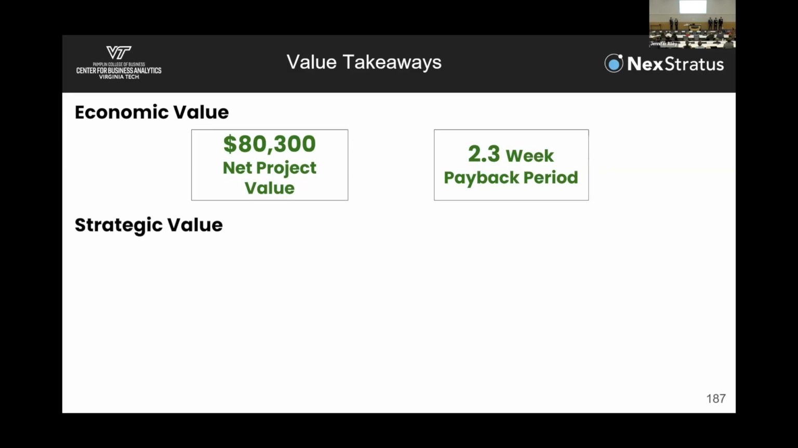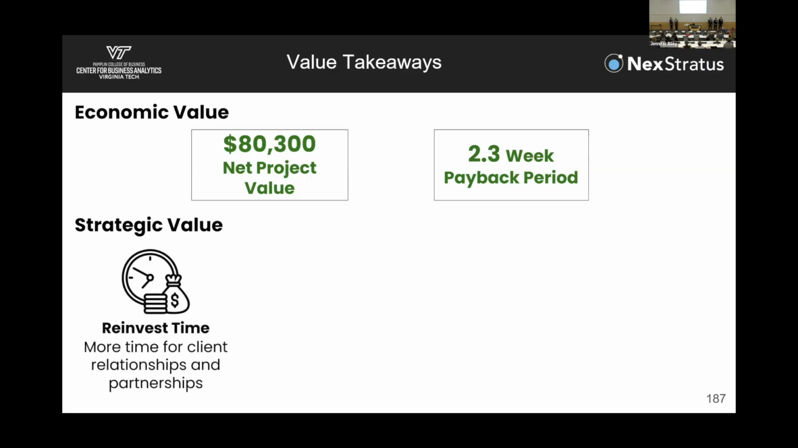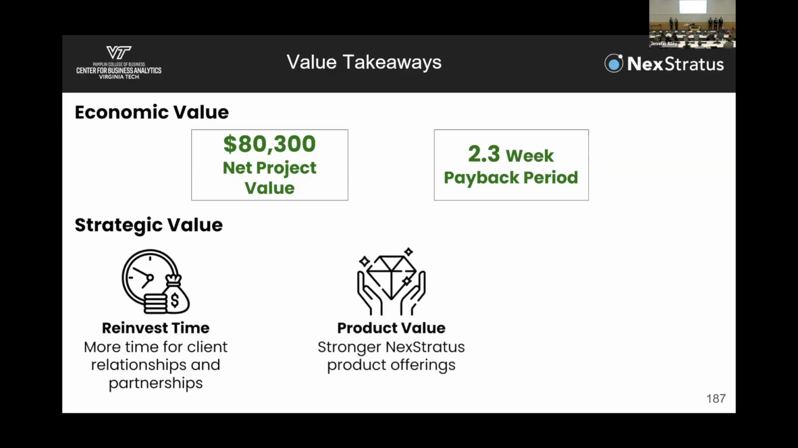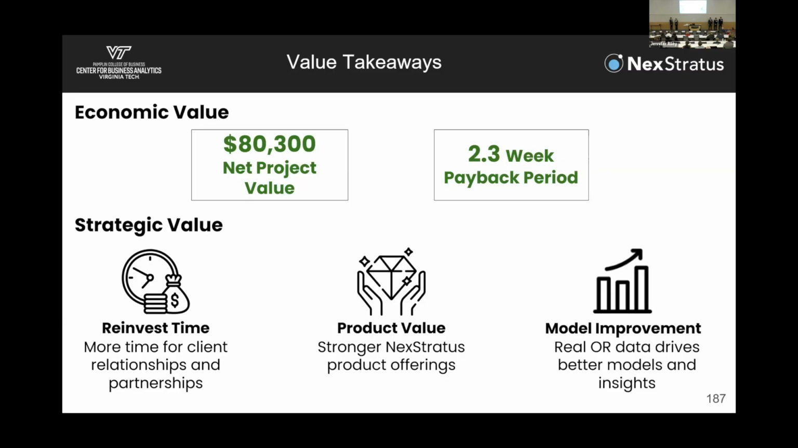Beyond that monetary value, we also found 3 key areas of strategic value. First, it allows staff to reinvest their time into higher value activities. Second, it strengthens Nextstratus's product portfolio by creating a scalable framework for future offerings. And finally, as real operating room data becomes available, the system will continue to improve itself. So while our monetary measurable value was a positive outcome, our long-term strategic value was an even greater outcome overall. Now I'll hand it to Sean to talk about our key takeaways and recommendations.